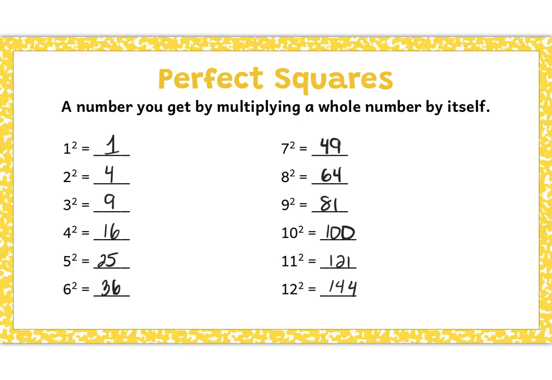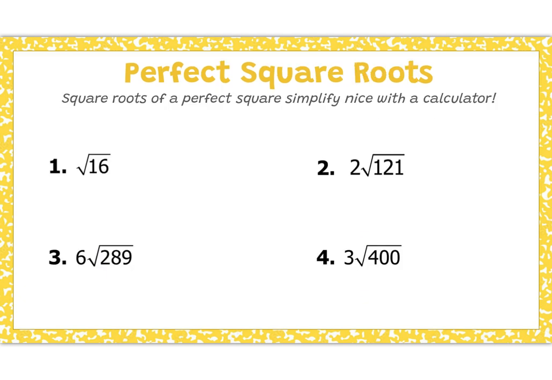Here we have a list of the first 12 perfect squares, but we can keep going infinitely. We can say 13 squared, 14 squared, 15 squared, and get all of these other perfect square numbers. The reason we have perfect squares is that they help us get the square roots of these numbers. Square roots of perfect squares simplify nicely with a calculator. They also simplify nicely if you know the perfect squares in your head, because you know what number creates the perfect square. The square root just undoes that operation.